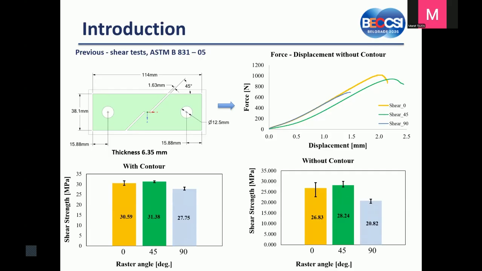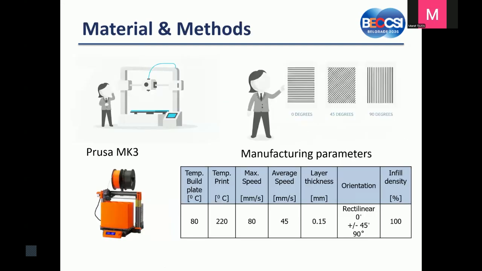Here we got the maximum shear strength at 45 degrees, and somehow it's logical to be this. Lower values for 0, and the lowest value again for the 90 degree orientation. So having this, we manufactured some single edge notch bend specimens.